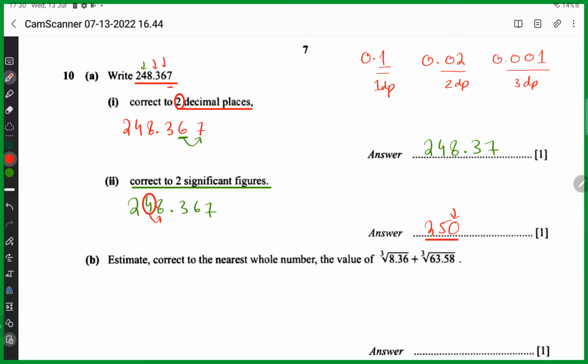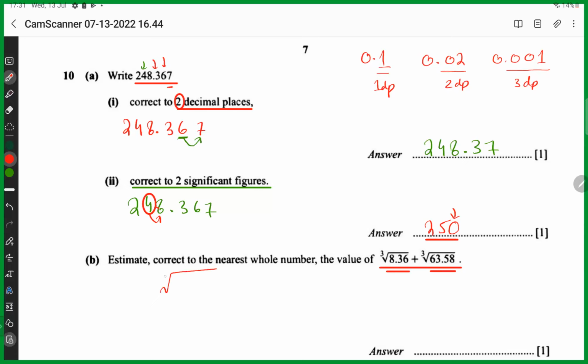Okay. Let's talk about the last part of this question. It says estimate, correct to the nearest whole number, the value of this entire thing. Now you need to estimate the value of this entire thing to the nearest whole number. For this, it is completely your choice. Now, when it says nearest whole number, obviously calculators are not allowed. So you need to round off these two numbers first, and once you get the final answer, you need to round that off as well. Okay. So let's just solve this.